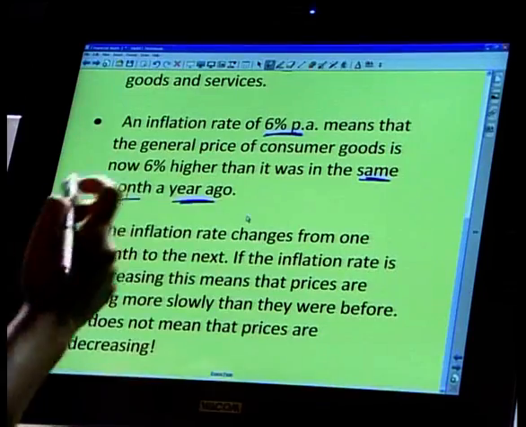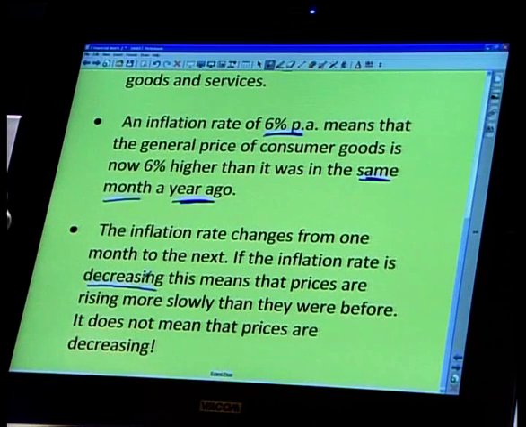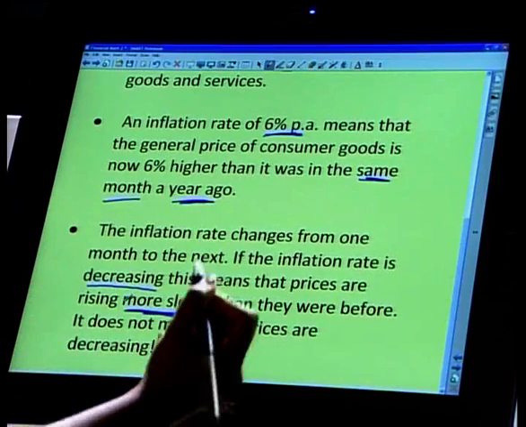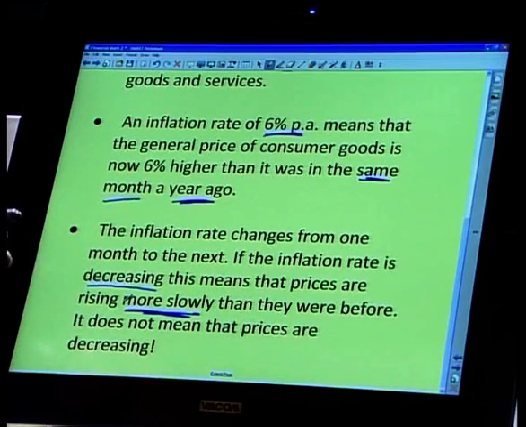And the very, very important thing, and I'm sure if you read the newspaper you will notice, is that the inflation rate changes all the time. It's continually changing. And if the inflation rate is decreasing, this does not mean that prices are decreasing. What it means is that the prices of goods are now rising more slowly than they were before. So it really does not mean that prices are decreasing. And if the inflation rate is increasing, this means that the prices of goods are rising faster than they were previously. We are now going to look at some examples using inflation.